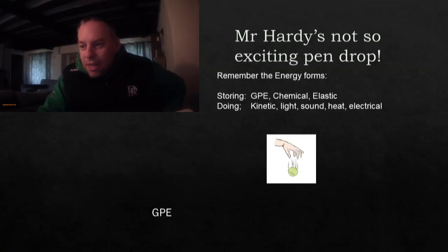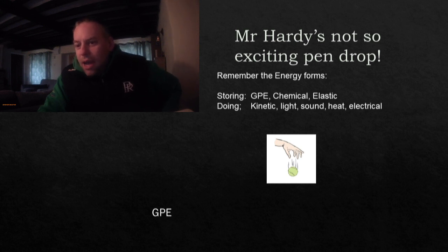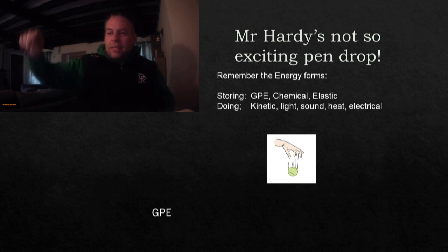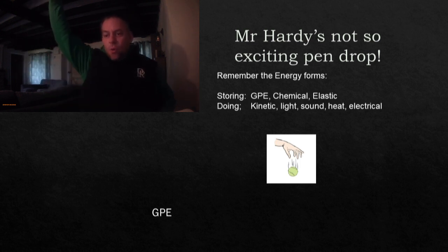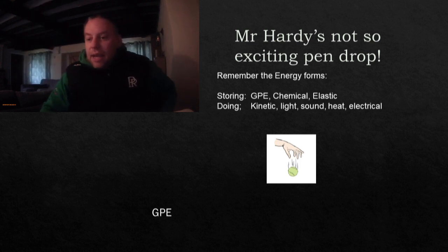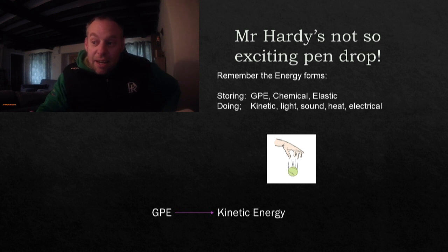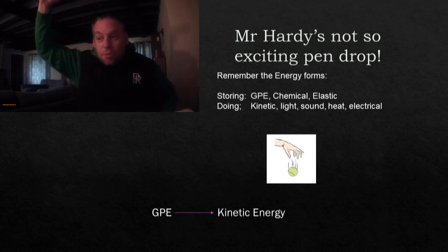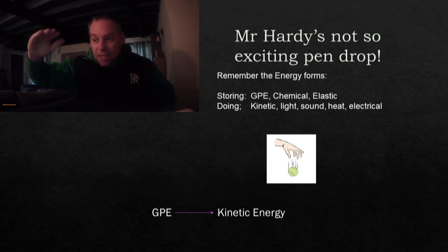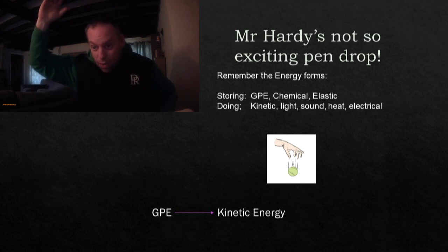Right, simple, wasn't it? Startled the dog, which is always good fun, but there we go. GPE is how we started. We take the ball, I think it was a pen in this case, up high, and when I let go of the pen, it contains that gravitational potential energy. That gravitational potential energy is going to turn into kinetic energy as it falls. And so it loses gravitational potential and it gains kinetic energy as it goes down. It gets faster, but it's going lower.